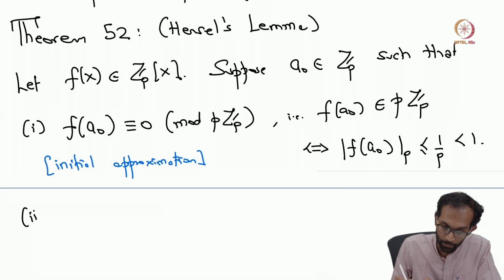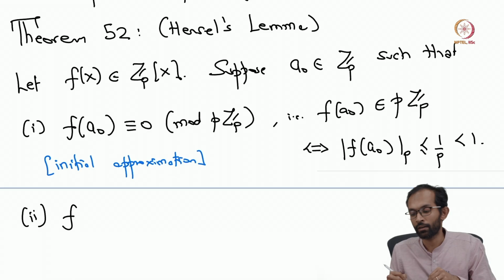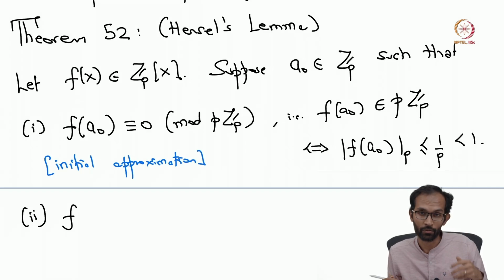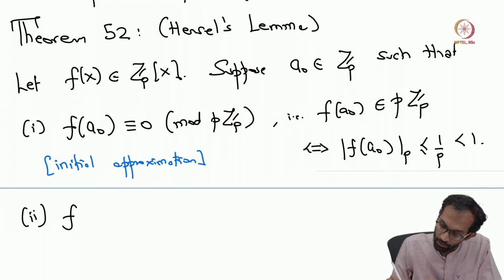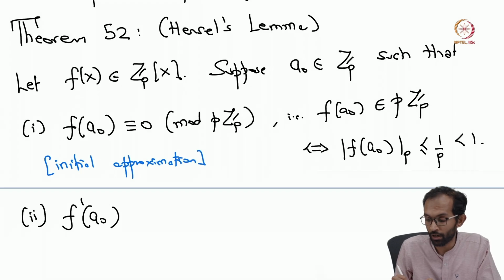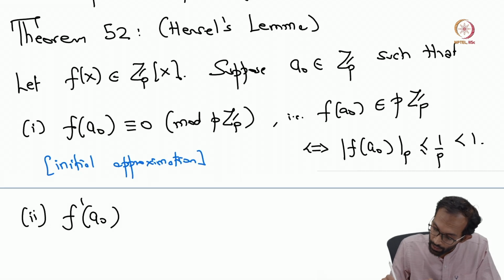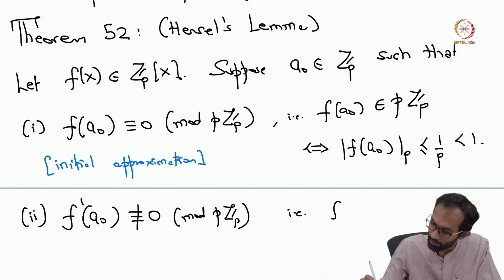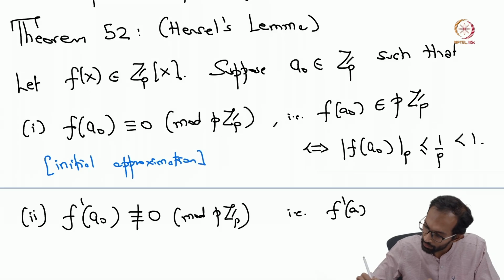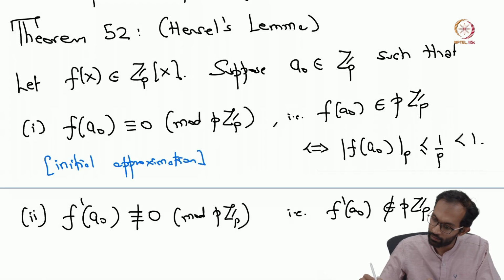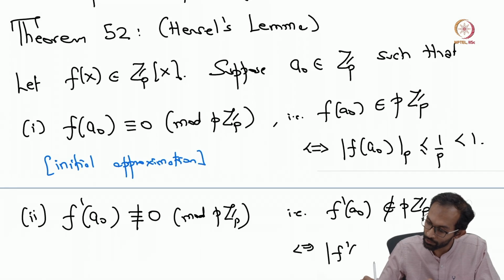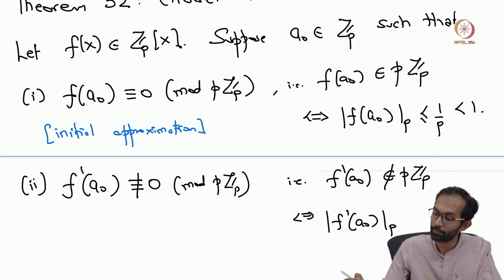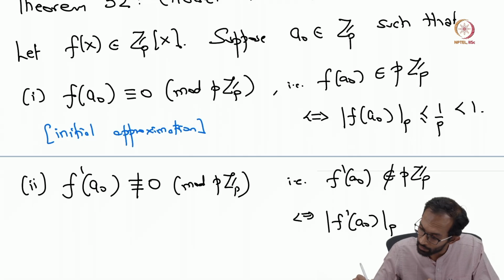So if I have an initial approximation, I need some analog of the smoothness hypothesis, so I need some condition on the derivative. If I take the derivative of f and evaluate it at a naught, then this is not 0 mod p. Again, what this means is that the derivative f prime of a naught does not belong to pZp. And in terms of p-adic absolute values, what that means is that the p-adic absolute value of f prime of a naught is equal to 1.